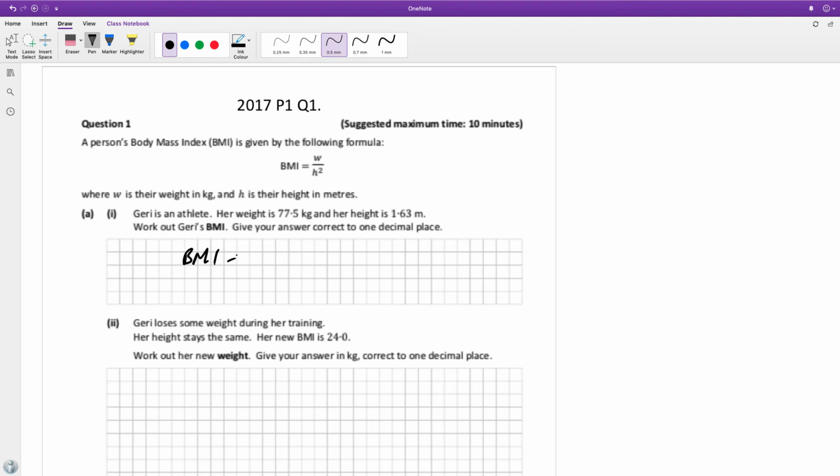Let's look at it. So her weight is 77.5 divided by her height squared, which is 1.63 squared. 77.5 over 1.63 squared is 29.2. Right, part II. Jerry loses some weight during her training. Her height stays the same, her new BMI is 24.0. Work out her new weight, give your answer in kg, correct to 1 decimal place.